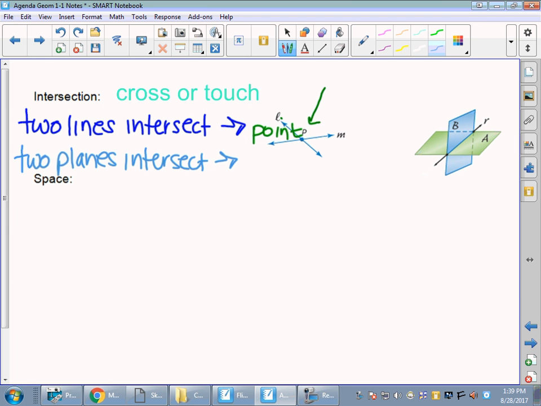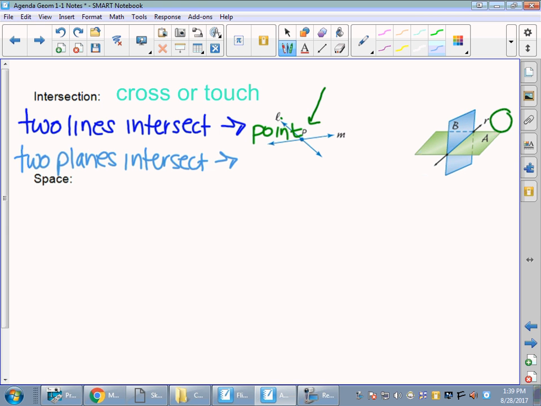What about my two planes? Do you see planes A and B? That's about as cursive as they get for their letters in the book, but plane A is the one that's horizontal, plane B is the one that's vertical. When two planes intersect, what is formed? They touch at more than one point, right?